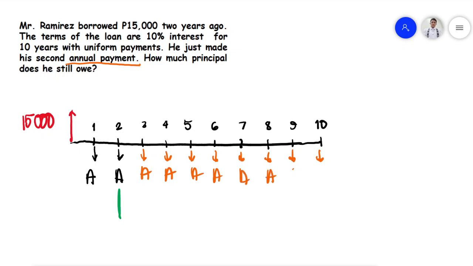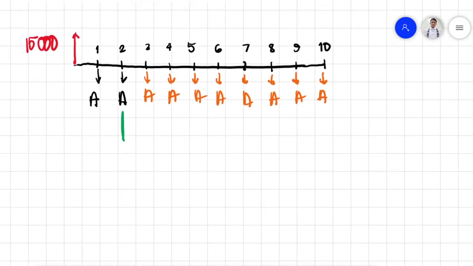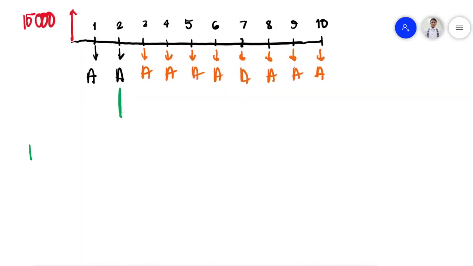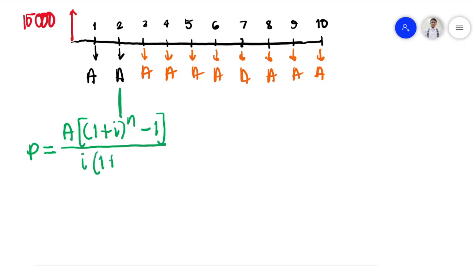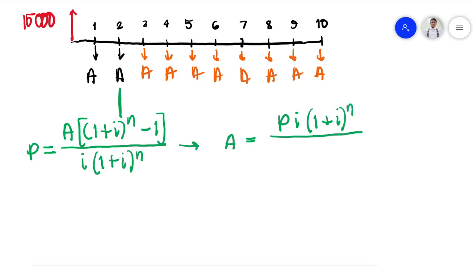Now, to get this A, good for 10 years, we will use the present worth formula of uniform series. What is the formula? Well, the formula is P is equal to A times 1 plus I raised to the power of n minus 1 all over I, then times 1 plus I raised to the power of n. So if we are to solve for A, that A is equal to P times I times 1 plus I raised to the power of n all over 1 plus I raised to n minus 1.